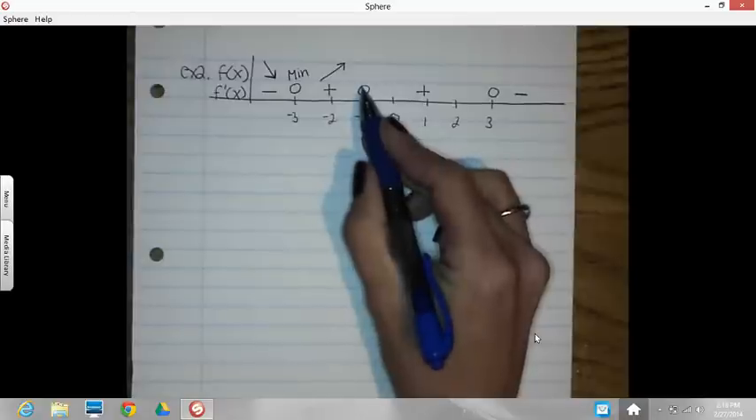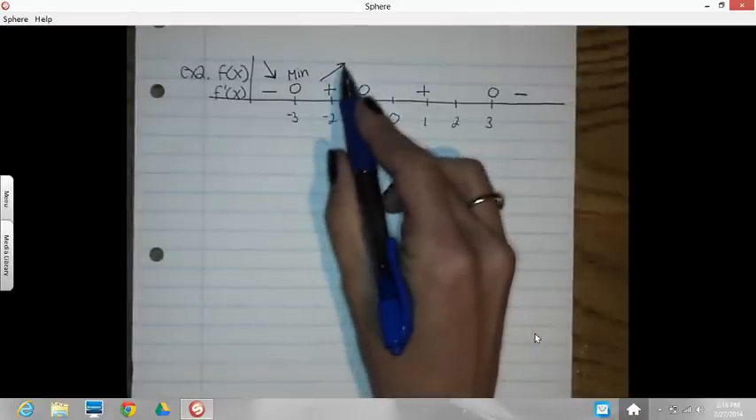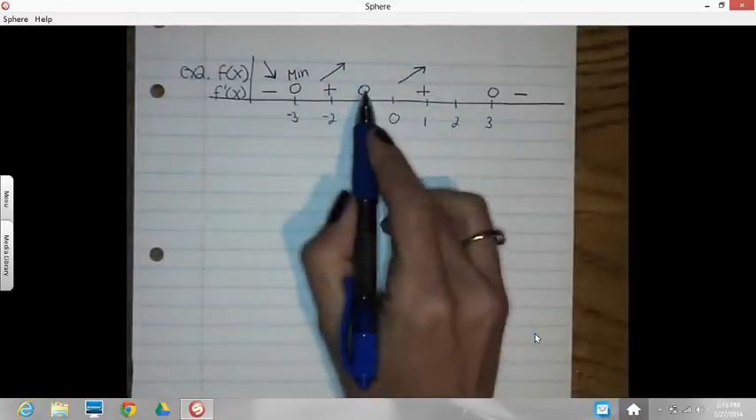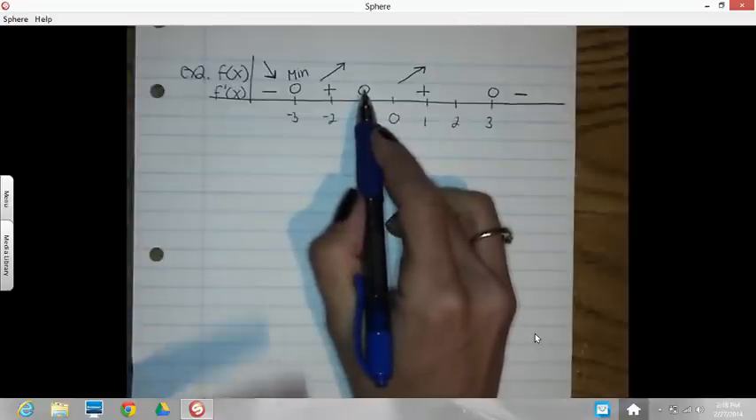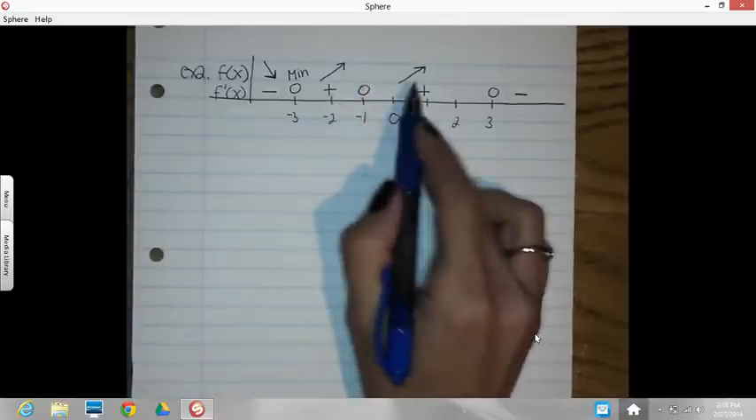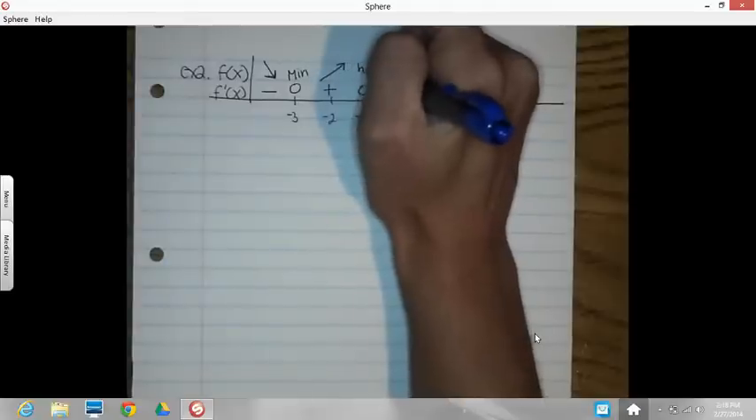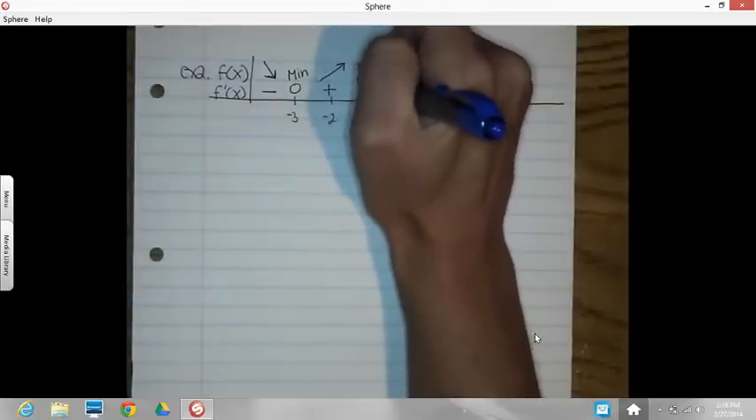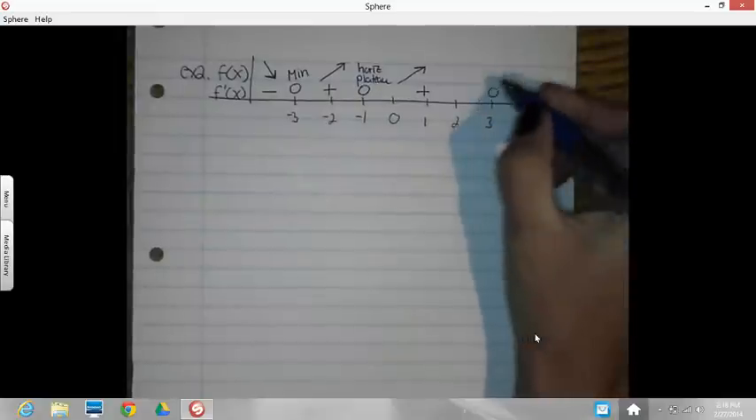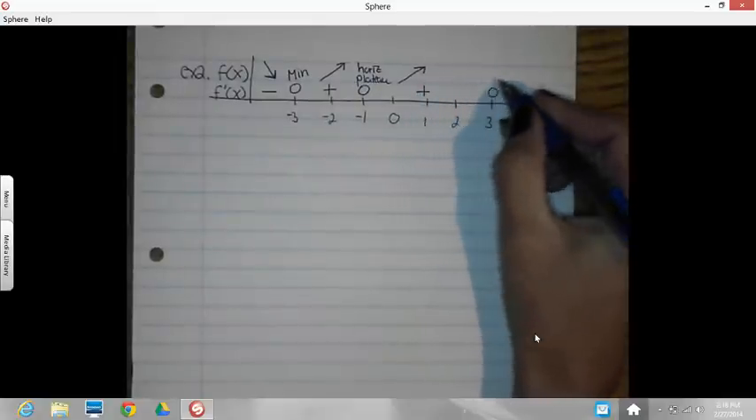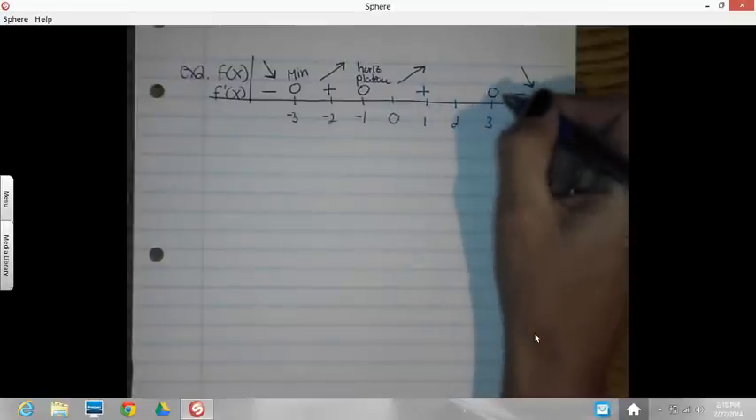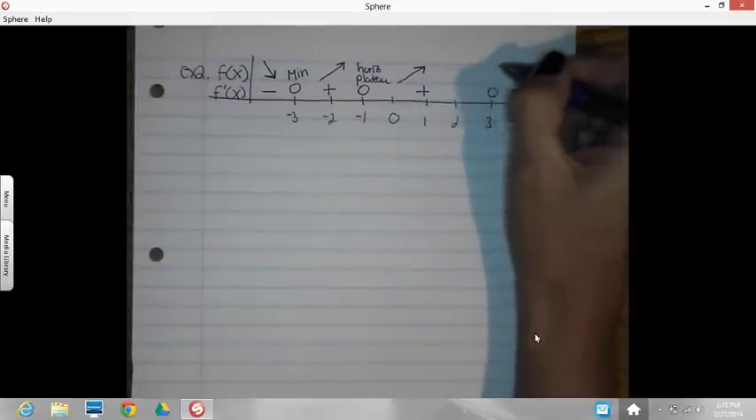Jump over this. I'm still going up. Here I'm still positive, up again. Because the derivative is 0, your choices are max, min, plateau. I've got to have a plateau because it doesn't switch. So horizontal plateau. And then I'm still increasing, but then I decrease. So if I was increasing and then decreasing, derivative is 0, I know I've got a max here.